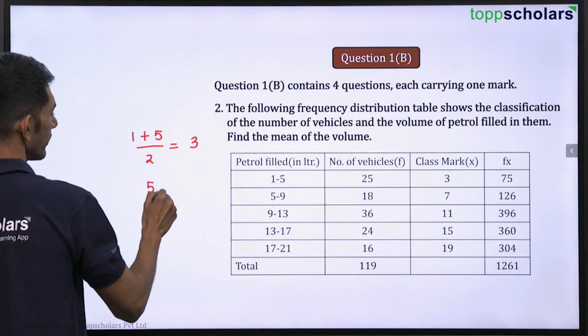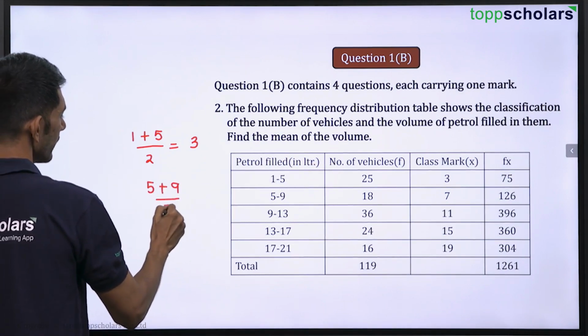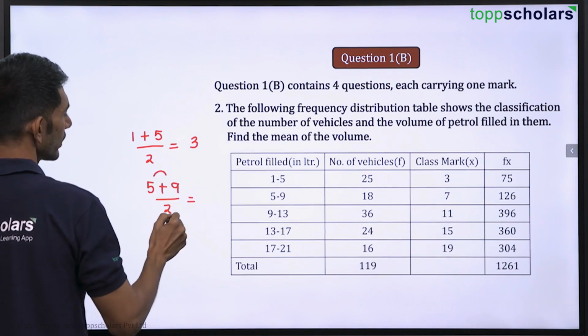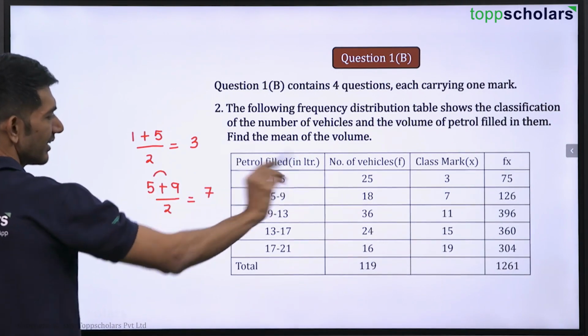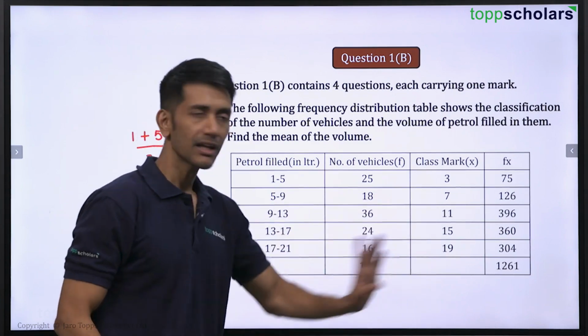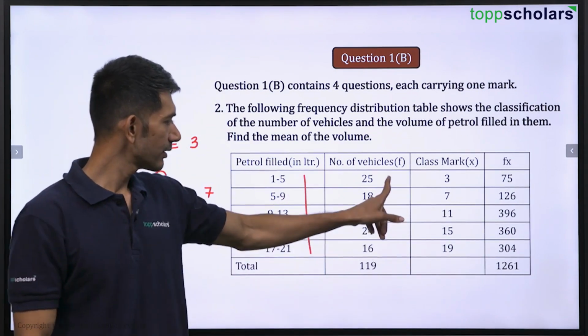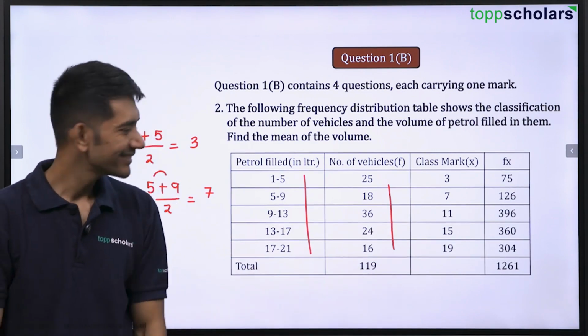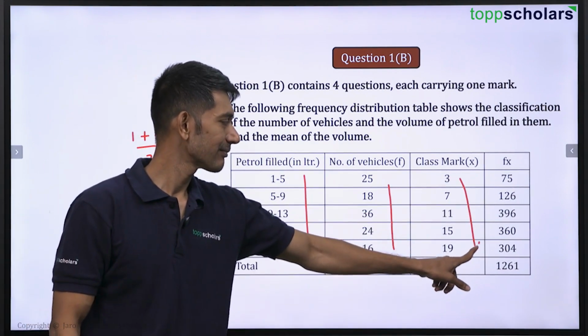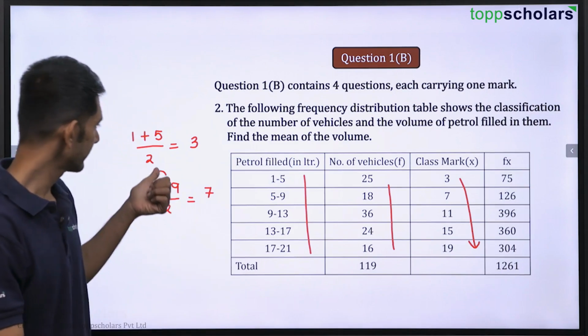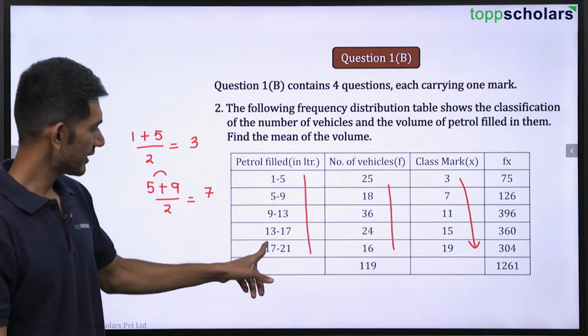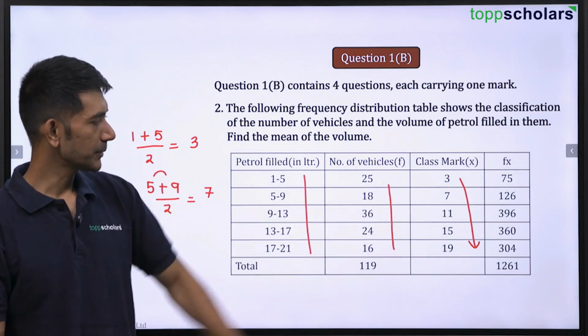Then 5 plus 9 divided by 2. 5 plus 9 is 14. 14 divided by 2 is 7. And so on. So you can find out the class mark easily. Correct? First column as it is. Second column as it is. Class mark not as it is, like this. So 17 plus 21 by 2, 19.